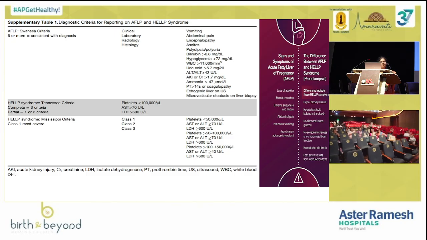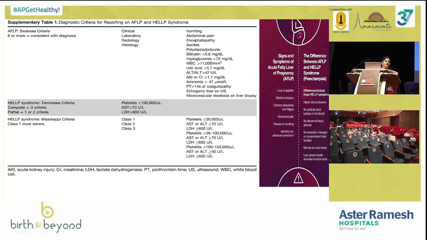The Swansea criteria has around 14 parameters, including clinical, laboratory, and even histological diagnosis. Amongst the 14, if 6 or more are present, there is a high probability of AFLP. We can diagnose early AFLP based on the Swansea criteria, because early diagnosis and treatment is key for reducing morbidity and mortality in the mother and child. If you see the sensitivity and specificity of the Swansea criteria, it is 100% sensitive, but the specificity is very low, only around 60 to 70%.